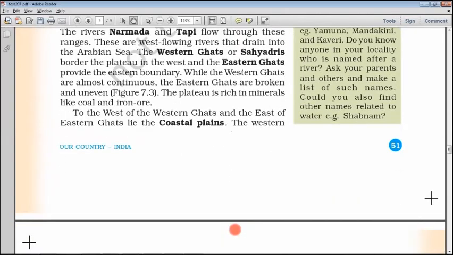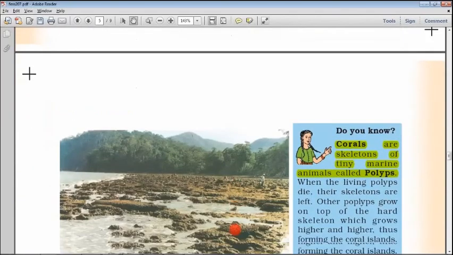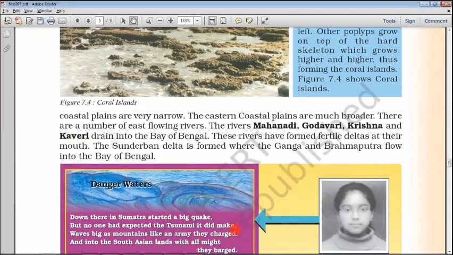To the west of the Western Ghats and to the east of the Eastern Ghats, we have two coastal plains. The western coastal plains are very narrow, while the eastern coastal plains are much broader. In the eastern coastal plains, there are east flowing rivers like Mahanadi, Godavari, Krishna, and Kaveri, which drain into the Bay of Bengal. These rivers formed very fertile deltas at their mouths. The Sundarban Delta is formed where the Ganga and Brahmaputra flow into the Bay of Bengal. That's what we discussed already.